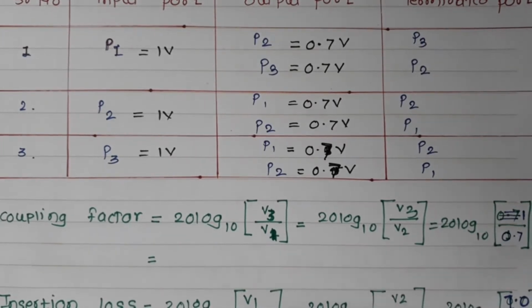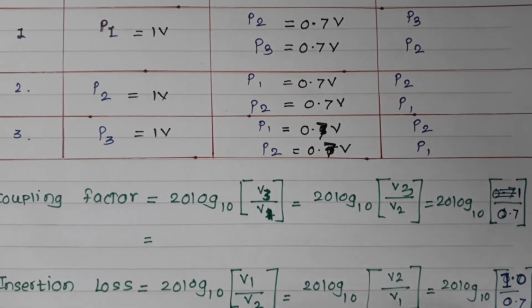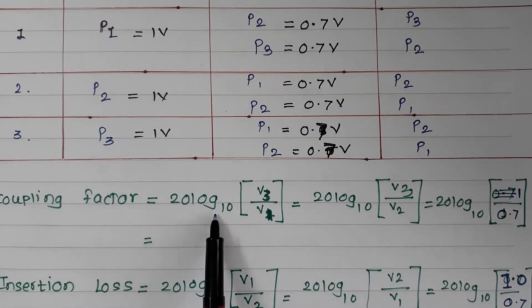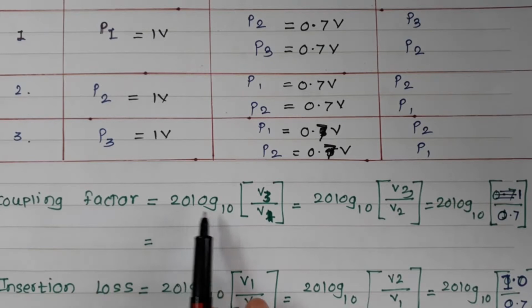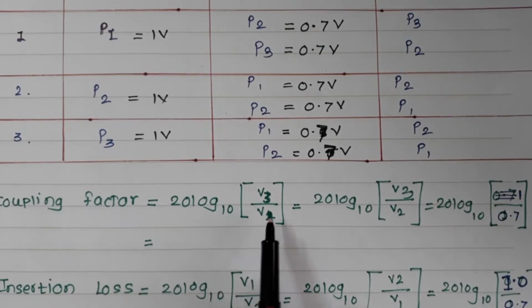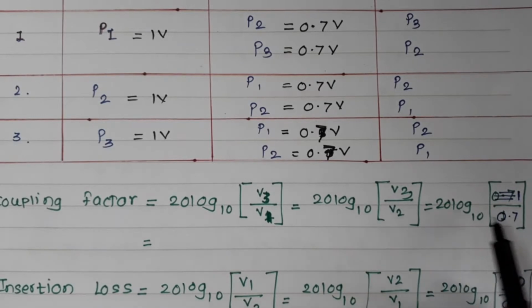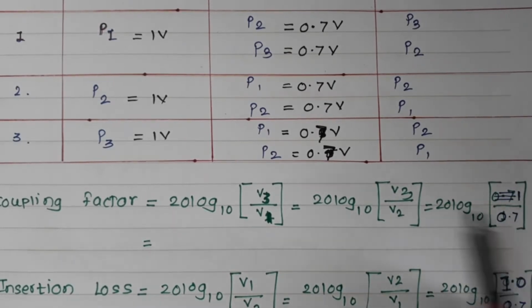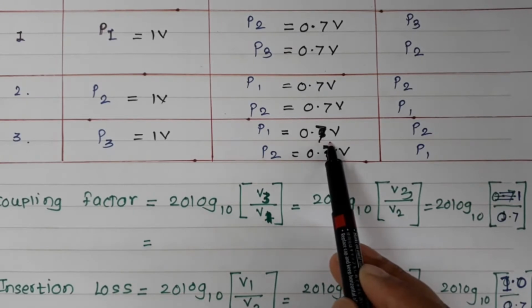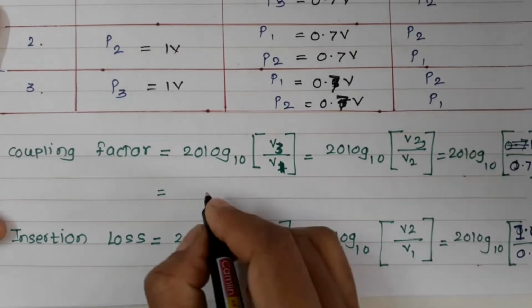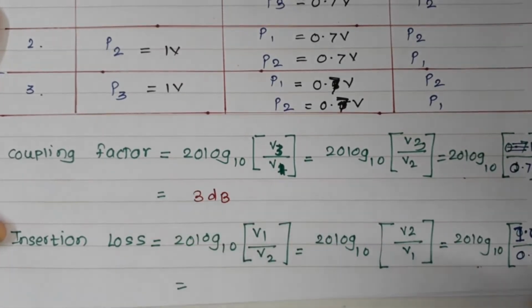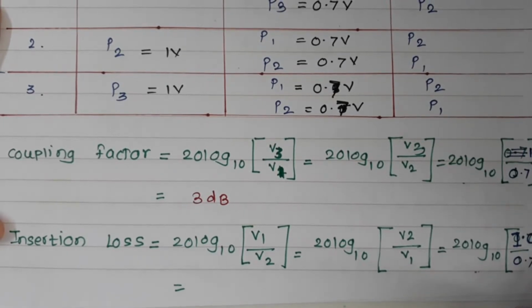Whenever I am talking about the coupling factor of the E-plane T, it is the ratio of 10 log to the base 10 P3 by P1, but here we are not talking in terms of power, we are talking in terms of voltage. That's why this formula becomes 20 log to the base 10 V3 by V1. The input given to port number 3 is 1 volt and the output we are getting at port number 1 is 0.7 volt. If you calculate this coupling factor for the E-plane T, you will get 3 dB. So the E-plane T is also called the 3 dB coupler.